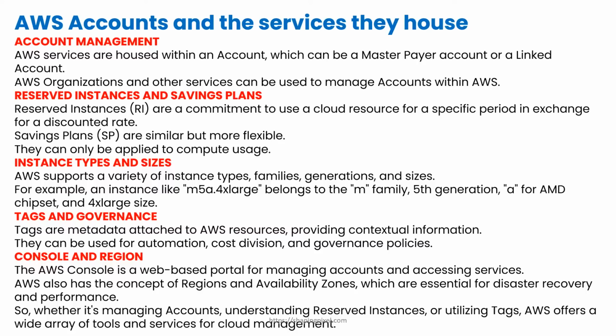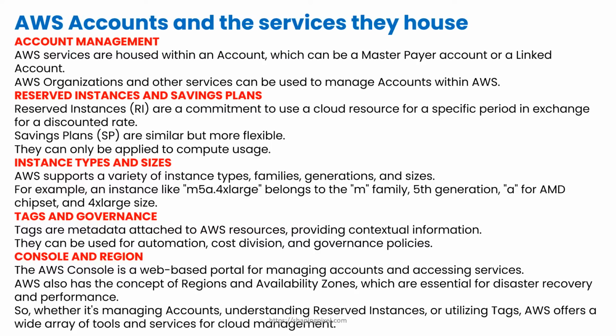Reserved instances (RI) are a commitment to use a cloud resource for a specific period in exchange for a discount rate. Savings plans (SP) are similar but more flexible. They can only be applied to compute usage. Instance types and sizes. AWS supports a variety of instance types, families, generations, and sizes. For example, an instance like M5A 4x large belongs to the M family, 5th generation, A for AMD chipset, and 4x large size.